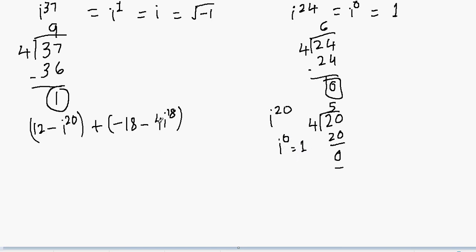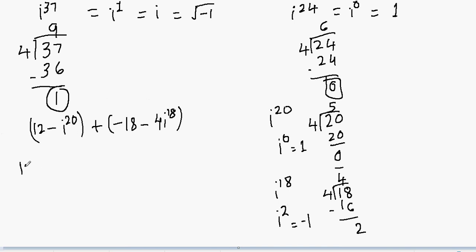And then we have i to the power 18. So let's solve this. Let's divide 18 by 4. 4 times 4 will be 16 and we get the remainder as 2. So i to the power 18 can be written as i squared, and we know that the value of i squared is -1. So let's plug in the values here.